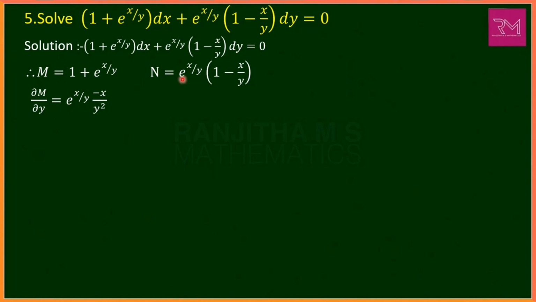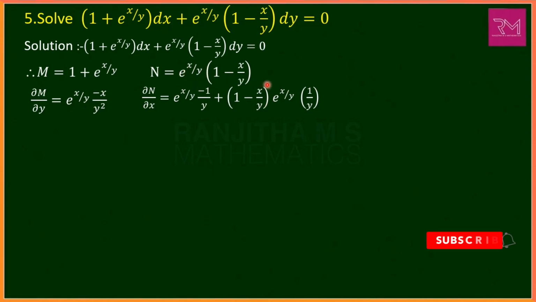Similarly, del n by del x is, here take e power x by y as first function and 1 minus x by y as second function. We get first function, that is e power x by y, into differentiation of second function, that is here no x term, minus here x by y, 1 by y is constant, take as this, that is minus 1 by y into differentiation of x is 1, plus second function, that is 1 minus x by y, into differentiation of e power x by y is e power x by y, into, again we have to differentiate this x by y with respect to x, that is 1 by y is constant, differentiation of x is 1.